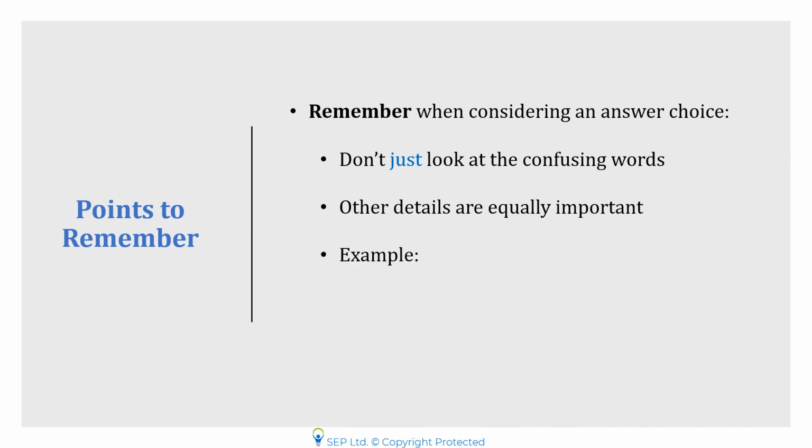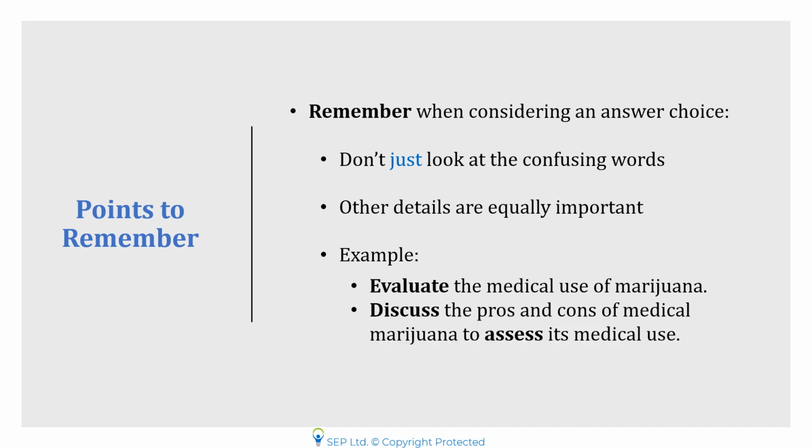Let us explain with the help of an example. Look at these two sentences. One says, evaluate the medical use of marijuana. So we already know that in this case, the author will be discussing the pros and cons of medical use of marijuana and probably stating his own conclusion. Let us look at this statement. Discuss the pros and cons of medical marijuana to assess its medical use.